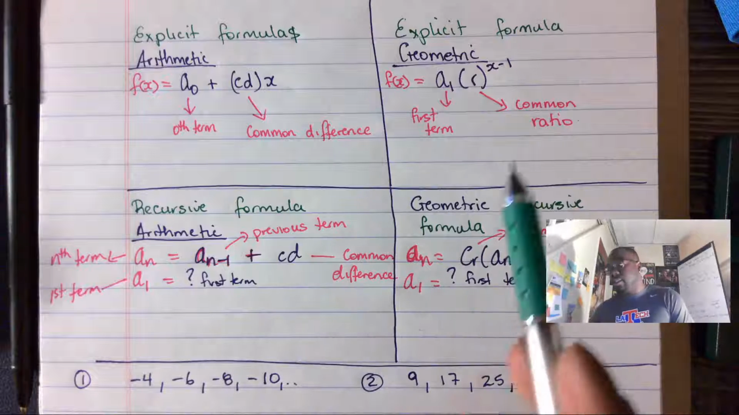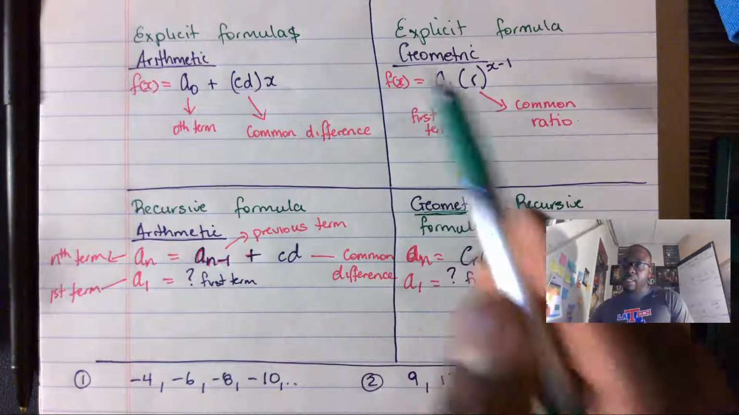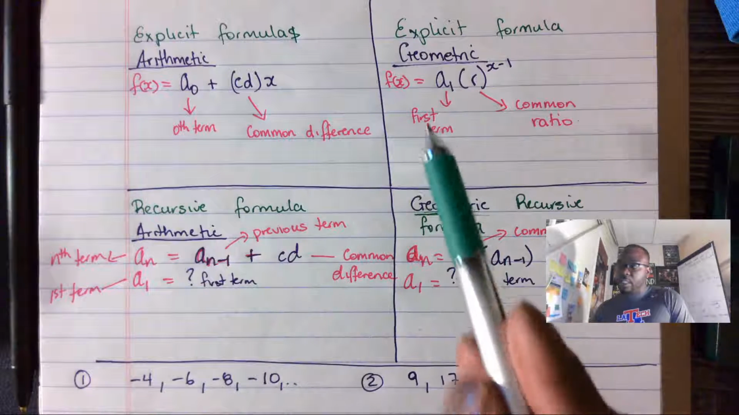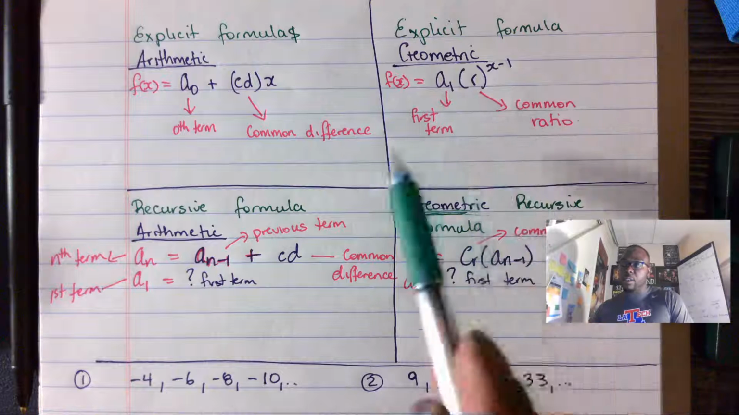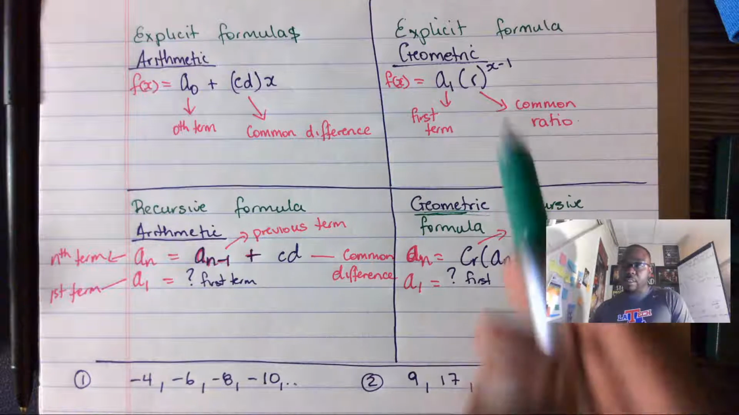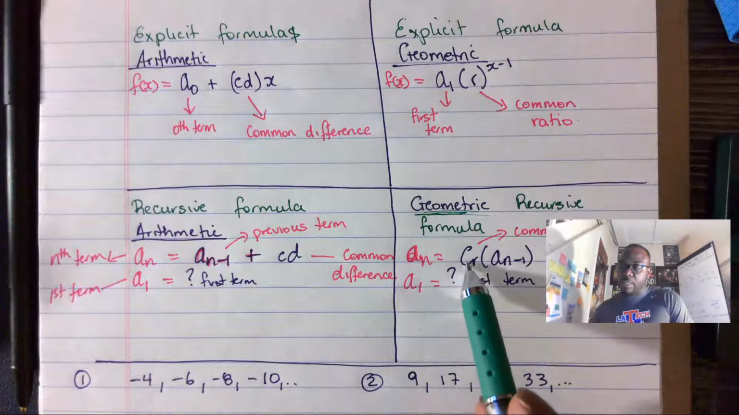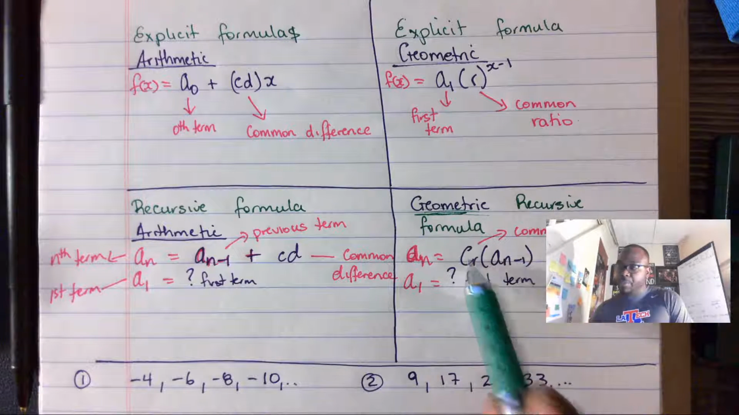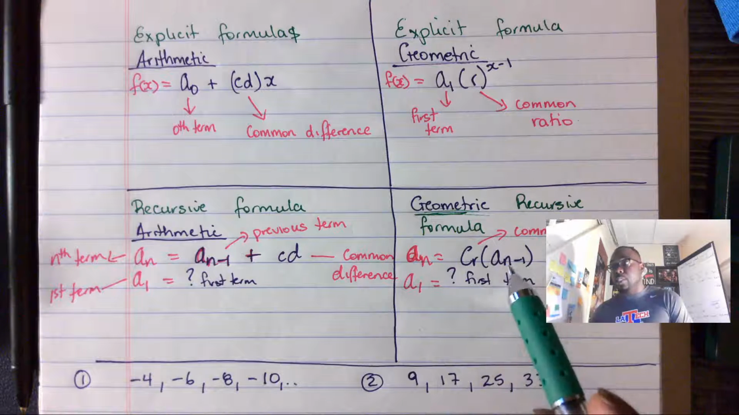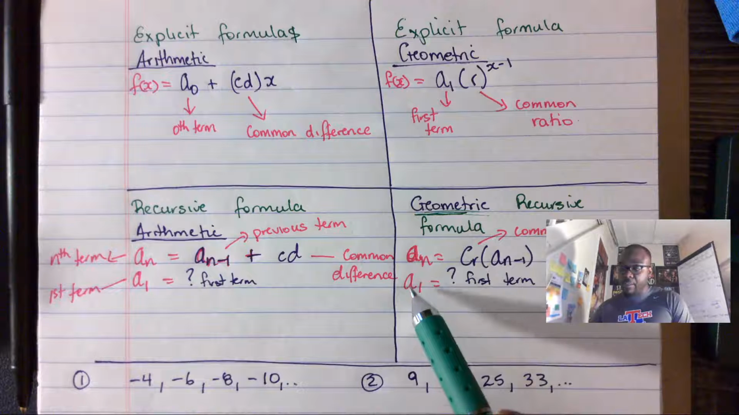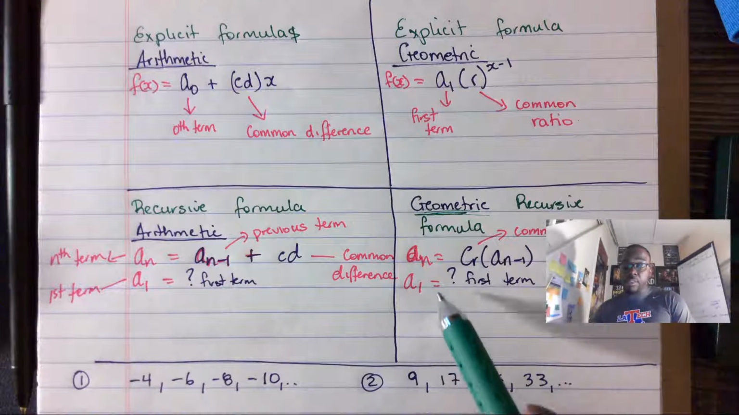I also did the same thing for geometric sequence here. Our explicit formula is f of x is equal to a1 times r, where r is your common ratio and a1 is your first term, raised to the x minus 1. And here we have a sub n is equal to your common ratio, r, times a sub n minus 1, where a sub n minus 1 represents your previous term. Again, we also have to list a1, which is equal to your first term.